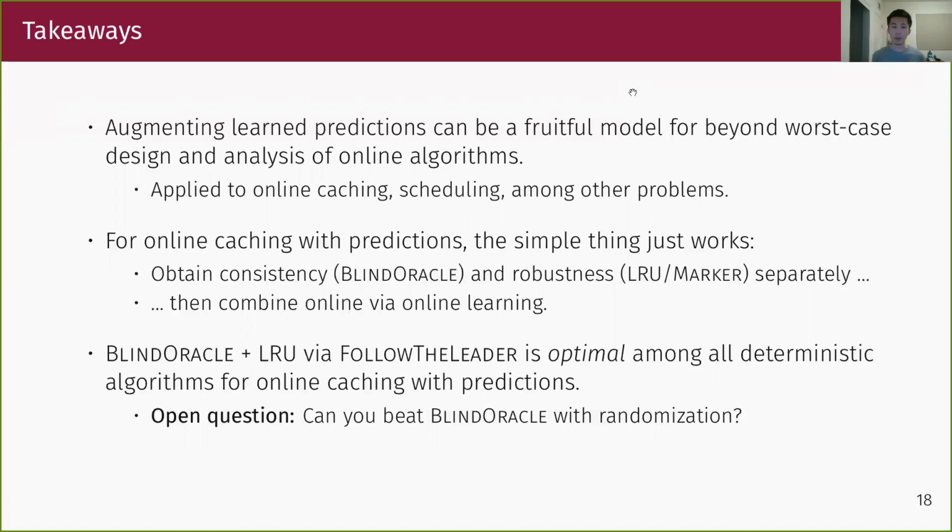And so I'll also leave you with an open question, which is whether you can beat blind oracle using randomization and obtain an optimal randomized algorithm for online caching with predictions. In this direction, Rohatgi has a recent result that also gives a randomized lower bound that has a logarithmic dependence on eta over opt, versus the linear dependence on eta over opt that I show is tight for deterministic algorithms.